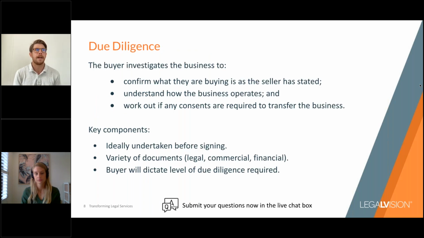Now, we had a couple of questions already on due diligence, and it's a very important and topical stage of the sale process. The term gets thrown around a lot, but really it's you investigating the business. The seller tells you you're buying such and such a business, and you want to make sure that you are getting exactly what they're saying you're getting. This is what's referred to as due diligence.